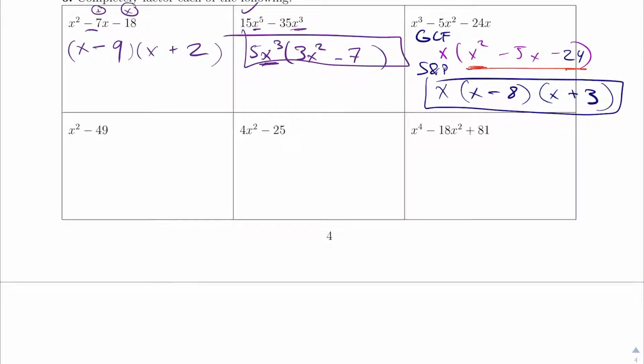But it is a difference of squares problem because we have a difference and both of those are perfect squares. So we get x times x to give us x squared. 7 and 7 give us 49, and we're done.